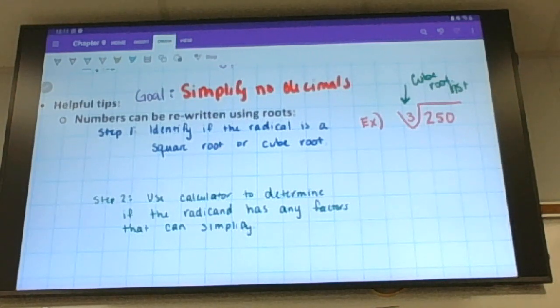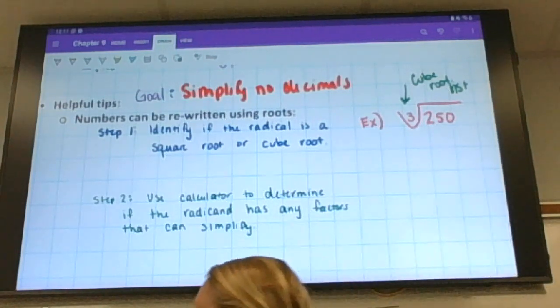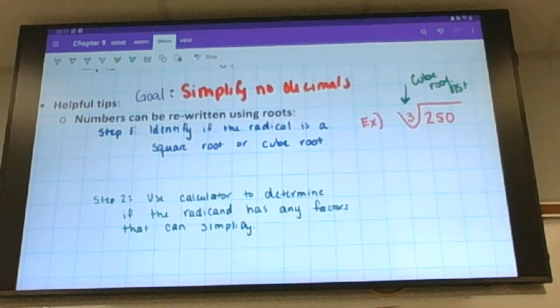Step 2 is to use the calculator to determine if the radicand has any factors that can simplify. Oh yeah, here's where you run them.